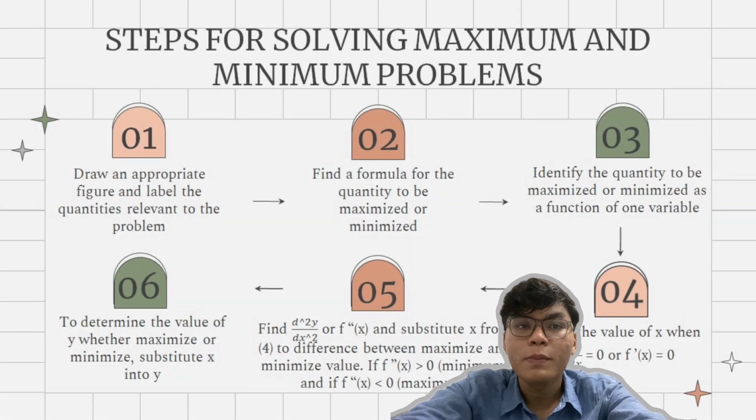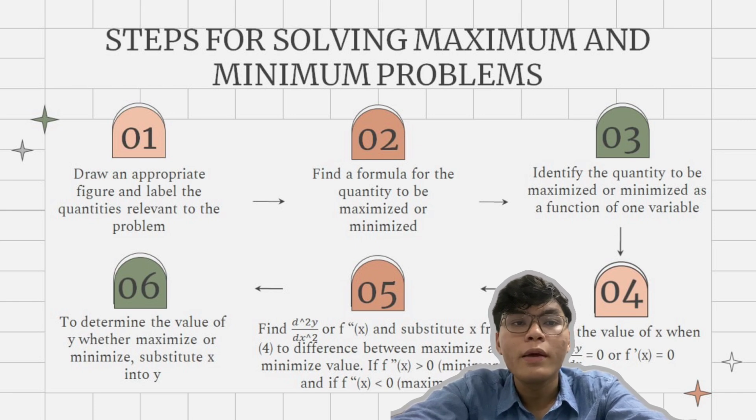Okay, so the next part is the steps for solving maximum and minimum problems. For the first step, draw an appropriate figure and label the quantities relevant to the problem. Then, find a formula for the quantity to be maximized or minimized. After that, express the quantity to be maximized or minimized as a function of one variable.